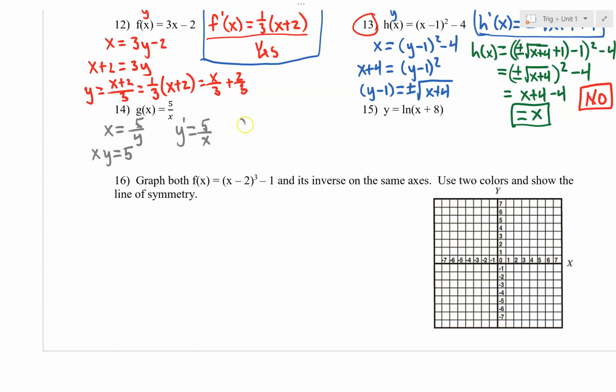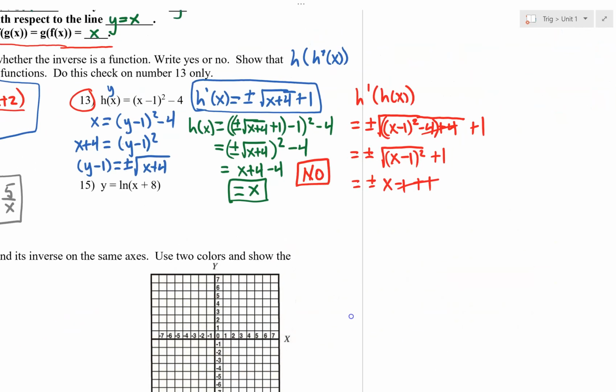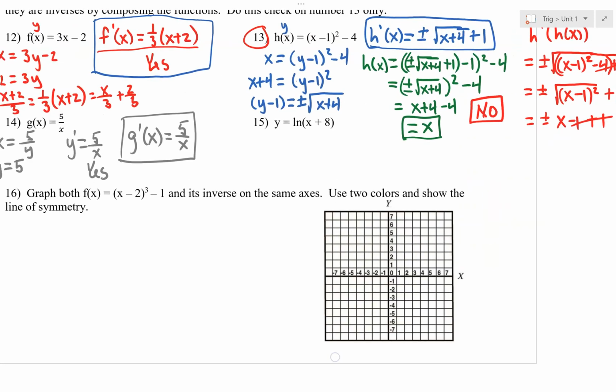And so our answer here, g prime, well, the inverse of g is actually 5 over x. And it's the same exact answer. Sometimes that does happen. This is the inverse. And is the inverse going to be a function? This would be a yes. Back here, yep.